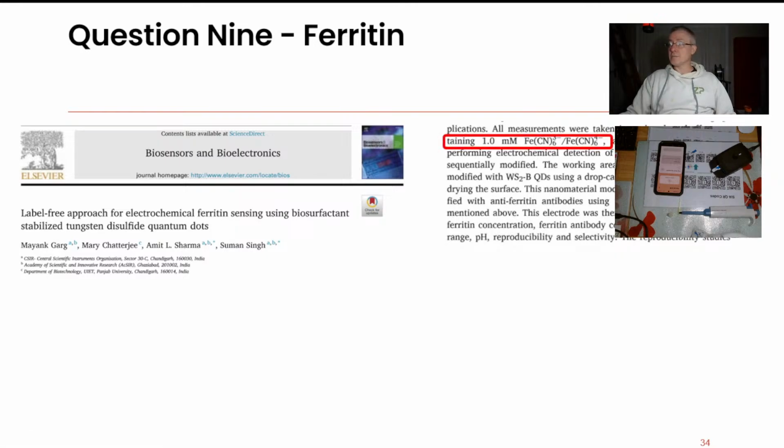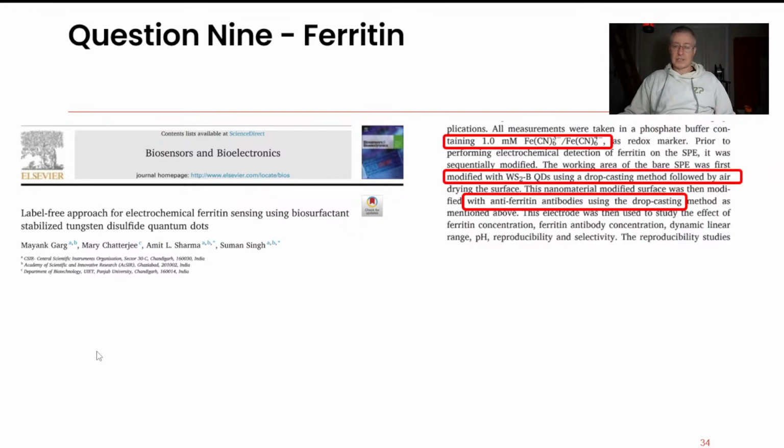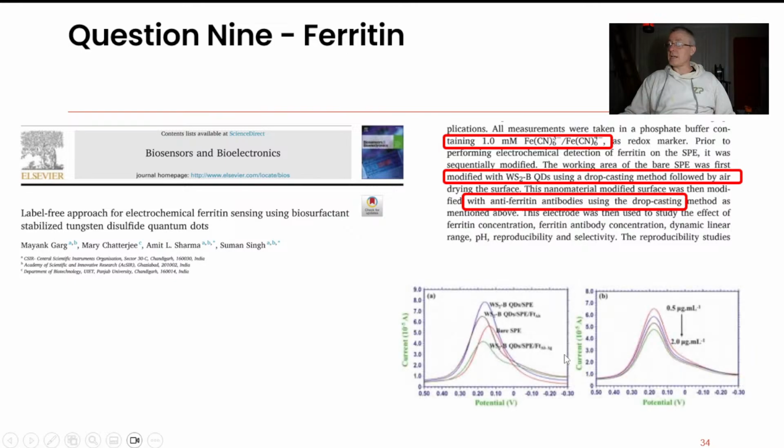But I did read the paper. They were using a kind of ferrocyanide marker. They were using a 2D material, this kind of tungsten sulfide. They were using the antibody to ferritin, so anti-ferritin. And they were able to get an assay out of it.